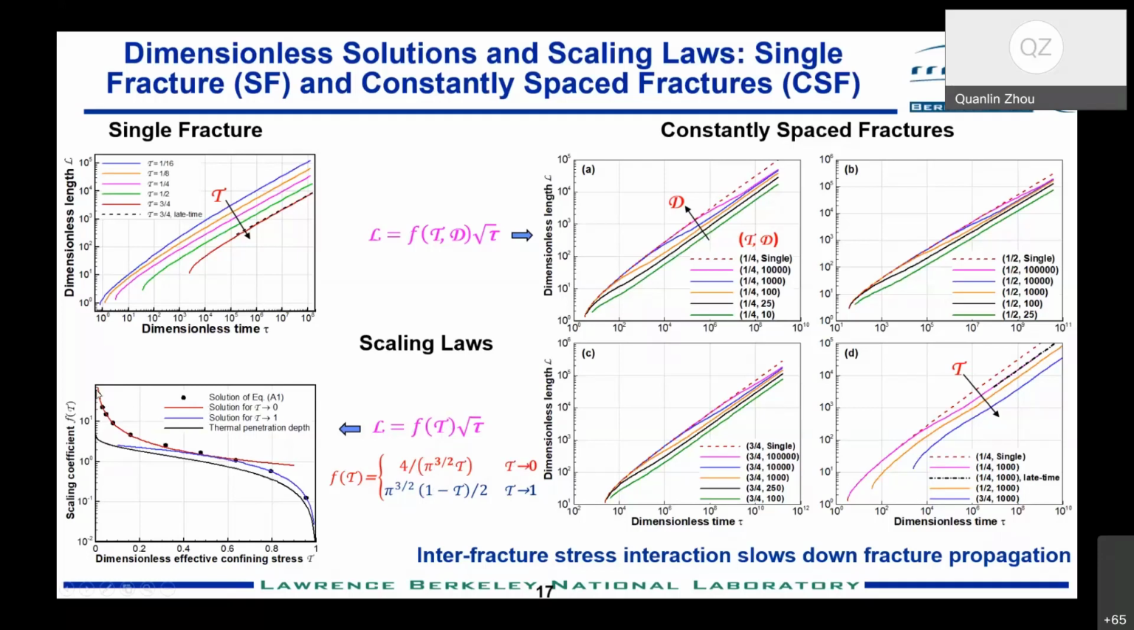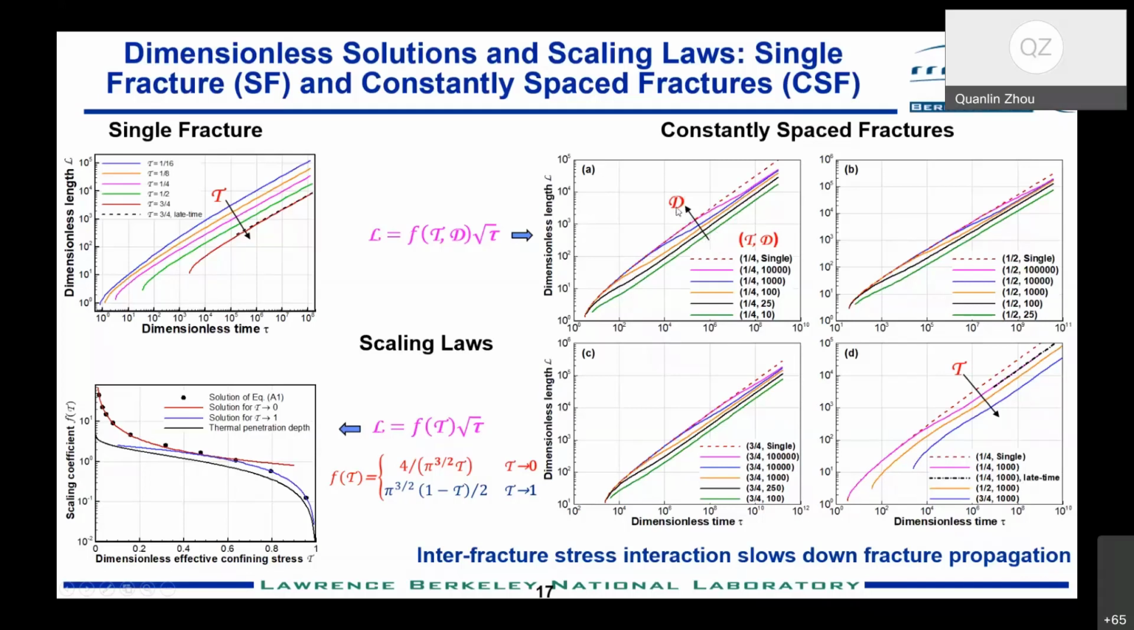So that solution is like this for solving the single equations, and then pretty much these two can be used to cover the whole range of t from 0 to 1. So for constant space fractures, we can see the propagation follows the single fractures, and they deviate from the single fracture solutions with slower propagation speed. So that is the effect of D.